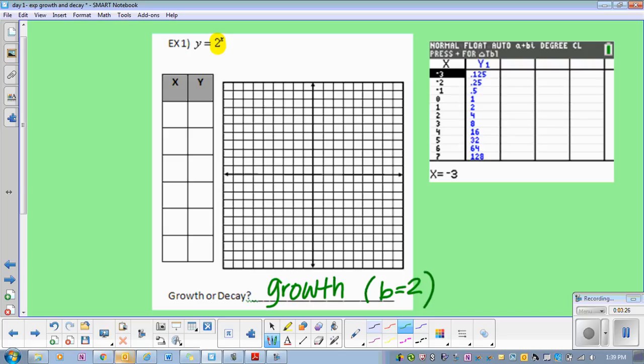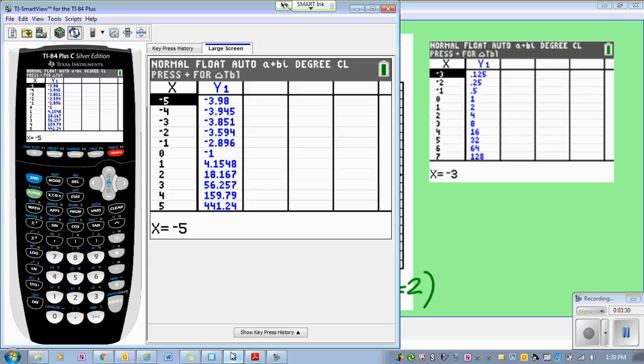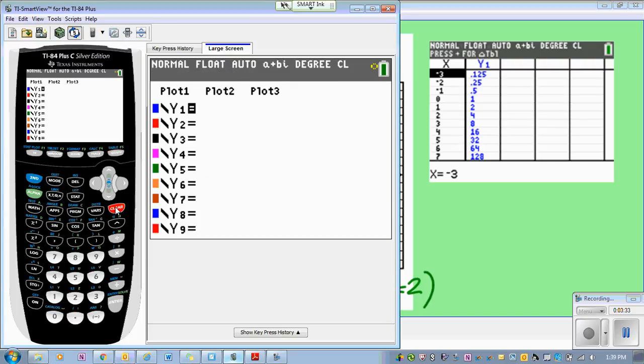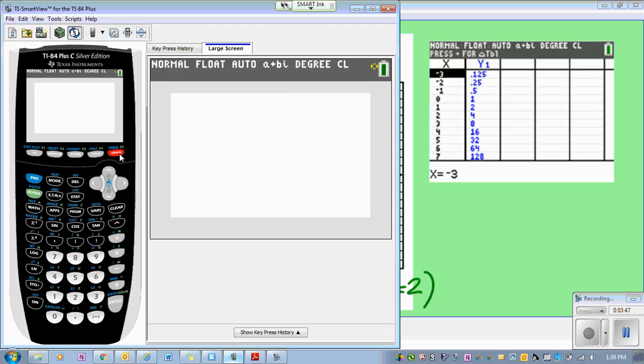So let's put this into the calculator. I'm going to go to my calculator and put in 2 to the x power. Please make sure that you guys are putting this into the calculator. Everybody needs to try it. And then we're going to graph.